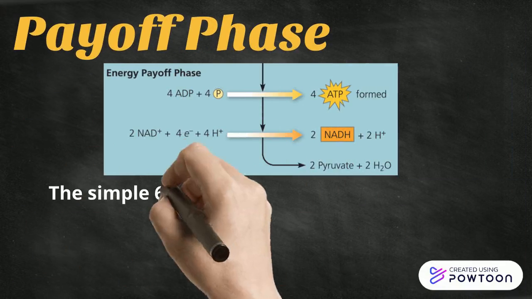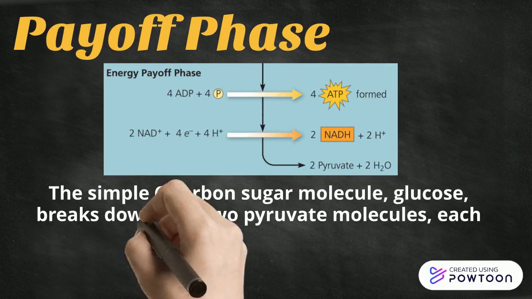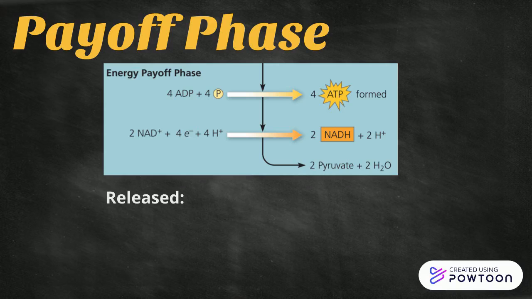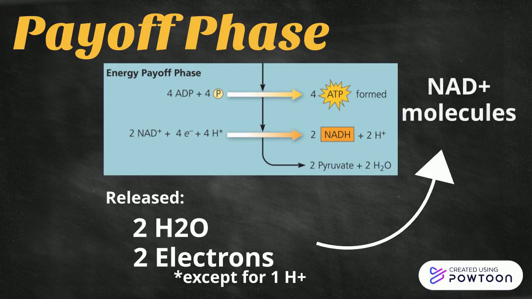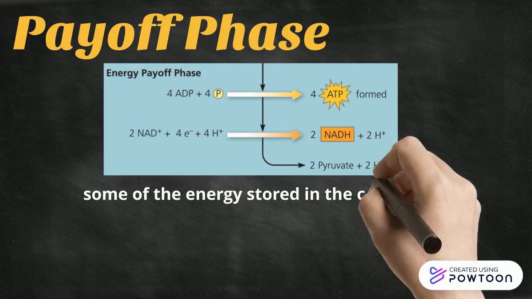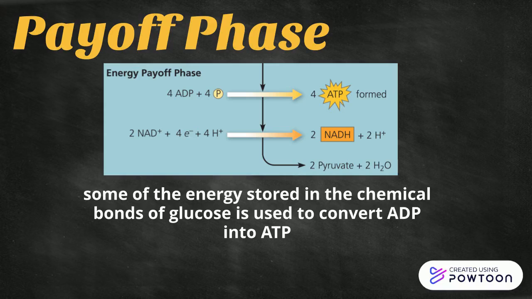The simple 6-carbon sugar molecule, glucose, breaks down into two pyruvate molecules, each of which contains 3 carbons. During this process, 2 hydrogens and 2 electrons are released, except for one H+, transferred to NAD+ molecules, becoming NADH for later use. In addition, some of the energy stored in the chemical bonds of glucose is used to convert ADP into ATP.